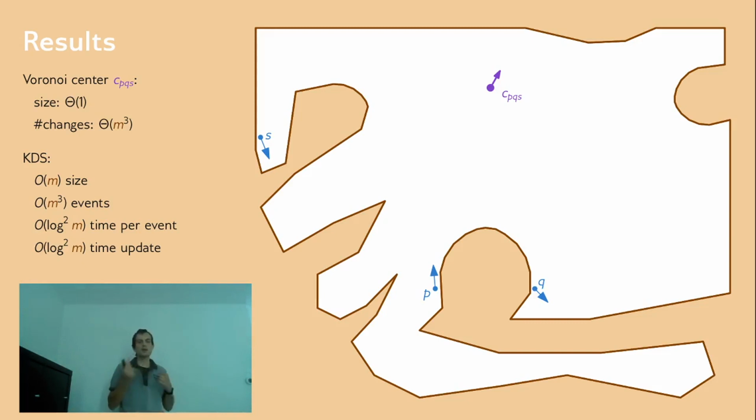And so again in terms of the results, this is a compact data structure. You cannot really hope to use less than linear space. It's efficient because we're only processing these m³ events, nothing more. And again, it's still responsive, so polylogarithmic is still very fast.